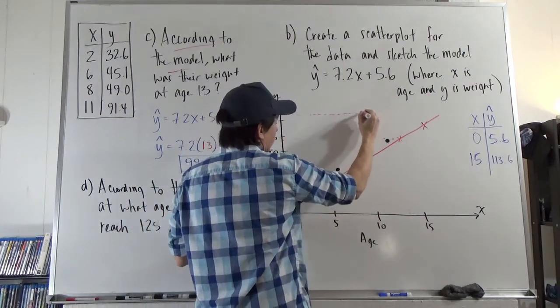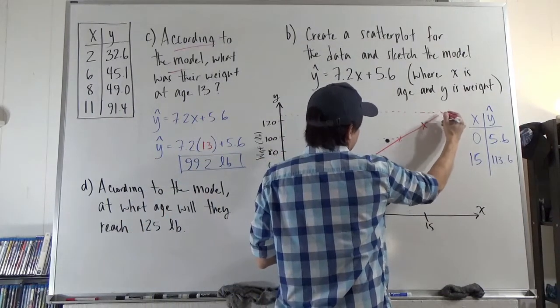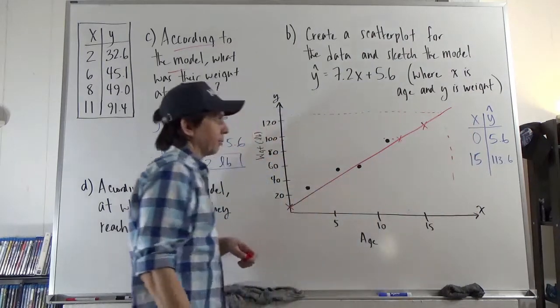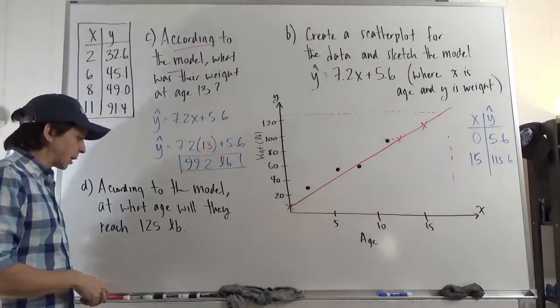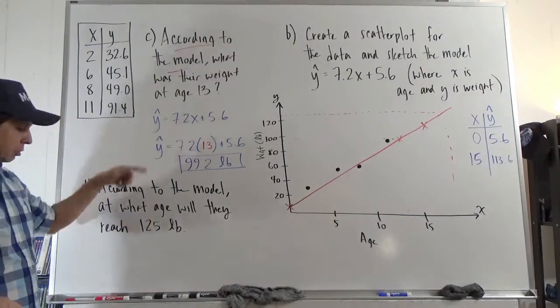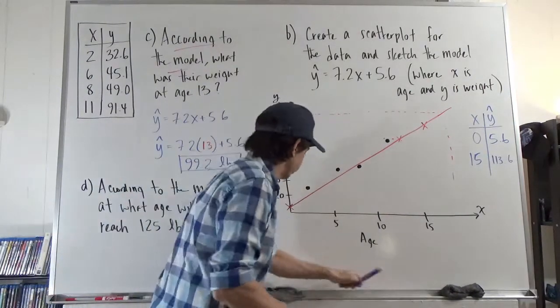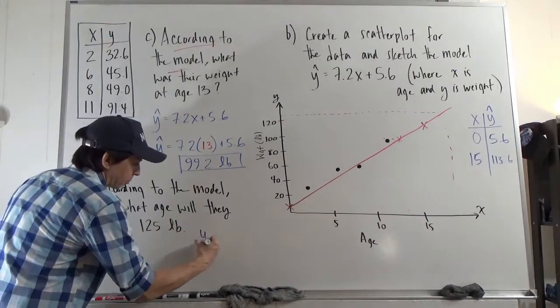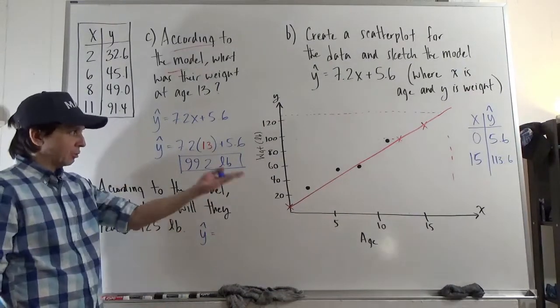And I'll go all the way over, and thankfully I got to extend my graph a little bit, and then I would make a prediction about there. But again, that's not going to be as accurate as using the equation. So let's go ahead and use the equation. Thinking about where we're plugging in at 125. Keep in mind what's x and what's y.